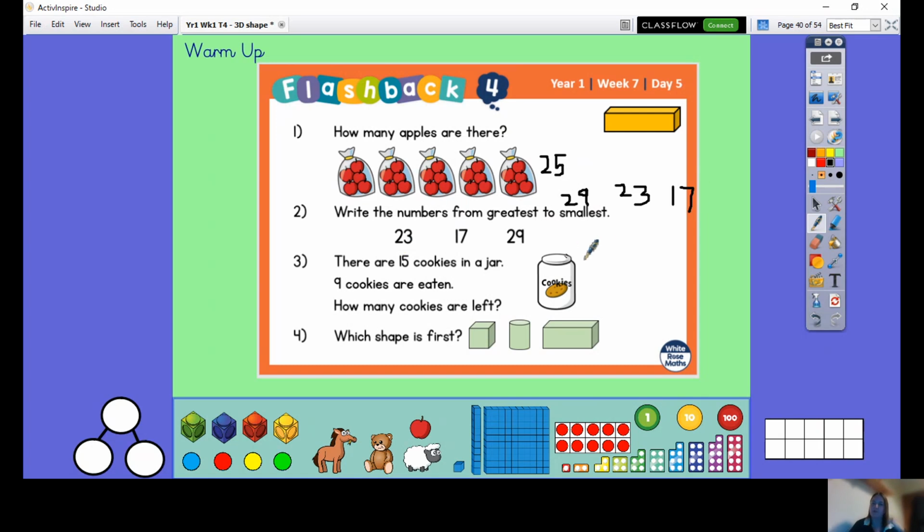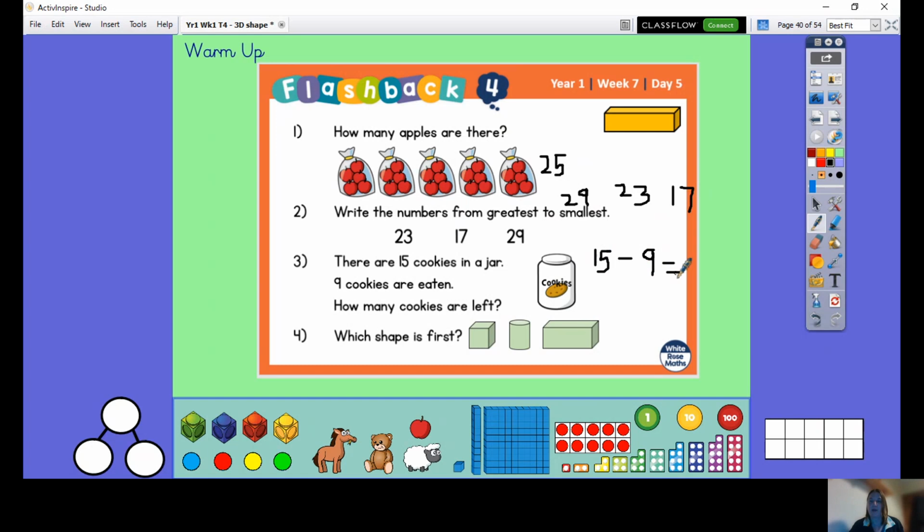So this one means we've got 15 cookies, so there's 15. I'm taking away 9 because 9 cookies have been eaten. So how many are left? Okay, so here it may be that you've got 15 objects and took 9 away. You drew 15 circles and crossed 9 out. You might have counted back. Okay, so lots of different things that you could do there to work that out.